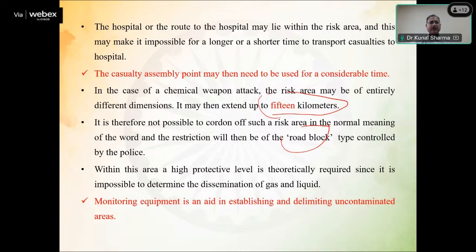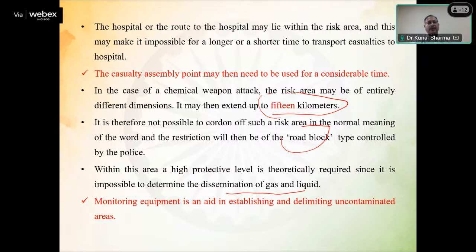Within this area, a high protective level is critically required since it is impossible to determine the dissemination of gas and liquid. See, whatever we are learning, I know it is a new topic to a few of you, but we are all interrelated. Certain parameters which we have to fix are that the properties of the chemical change depending on the environmental conditions also.